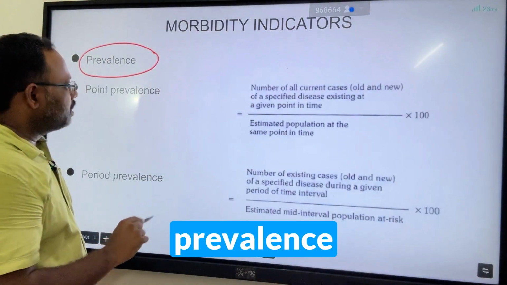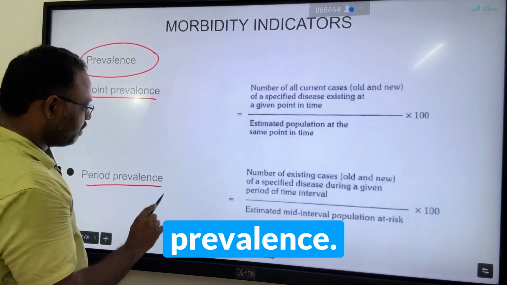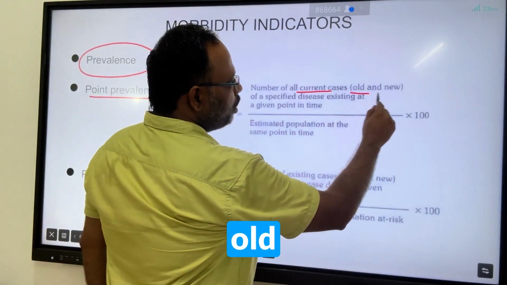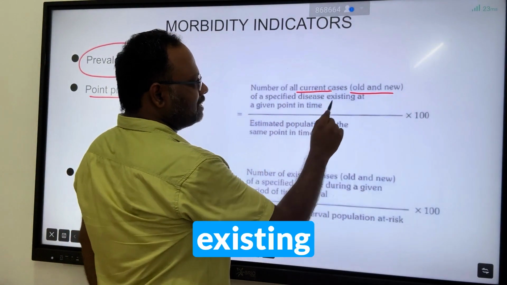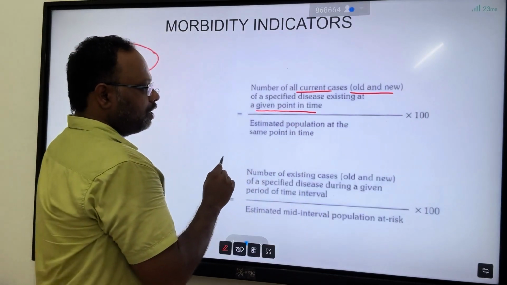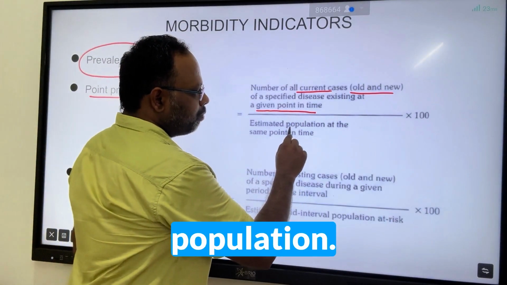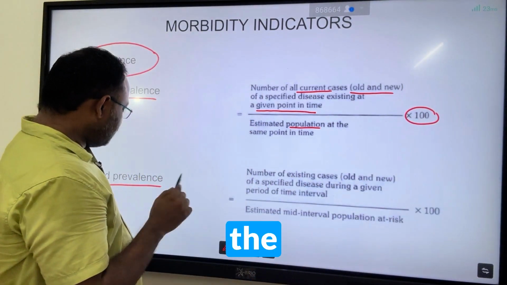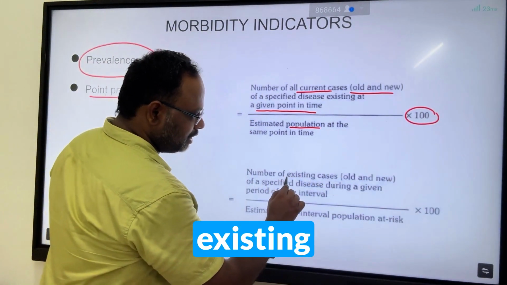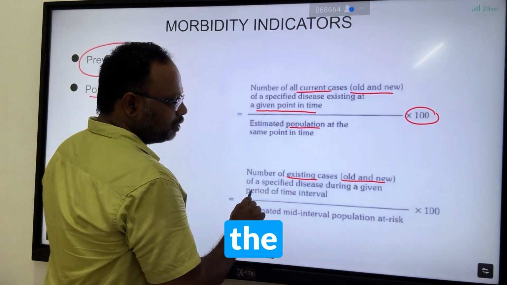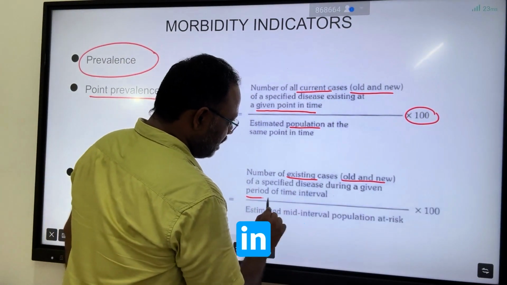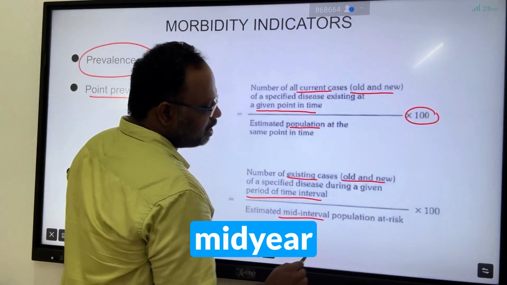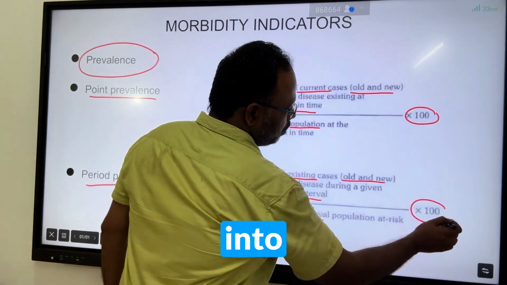We have two types of prevalence, that is point prevalence and period prevalence. Point prevalence is the number of current cases, that includes old and new cases of the particular disease existing at a given point of time, divided by total number of estimated population at that same point of time. It is expressed in percentage. On the other hand, period prevalence is the number of existing cases, that is old and new, due to the disease during a given time period interval, divided by the estimated mid-year population at risk into 100.